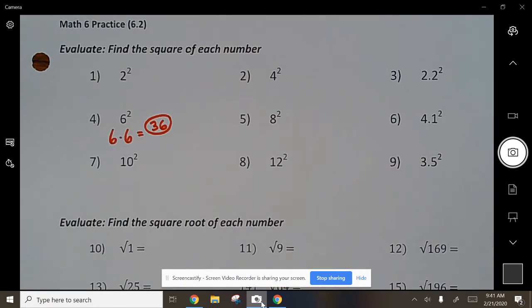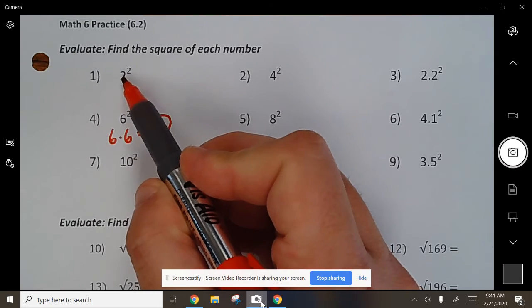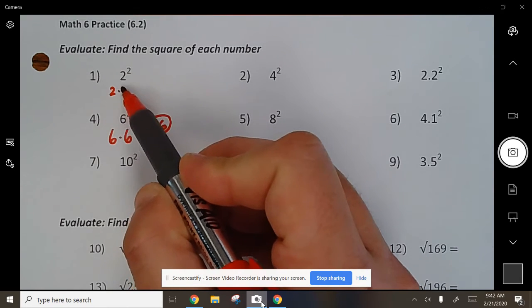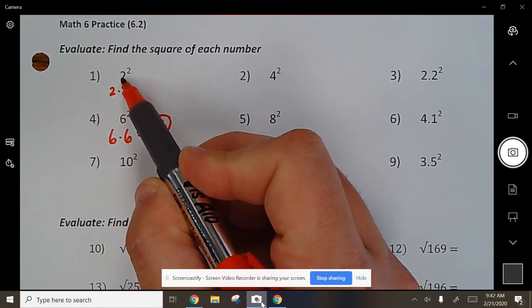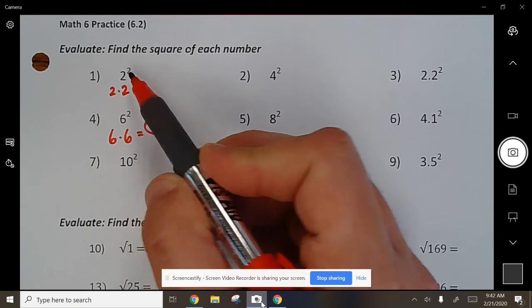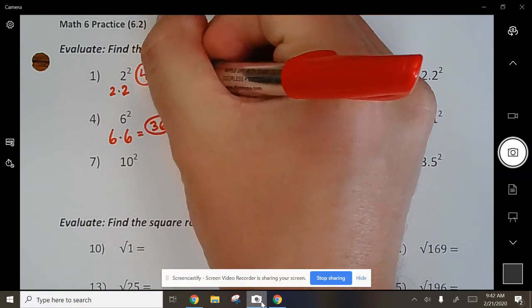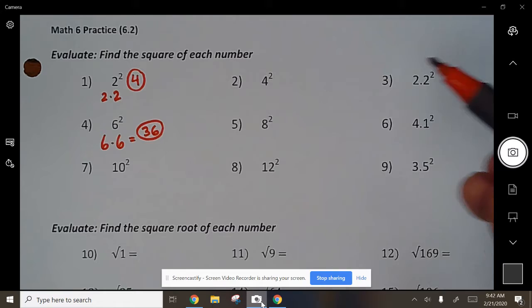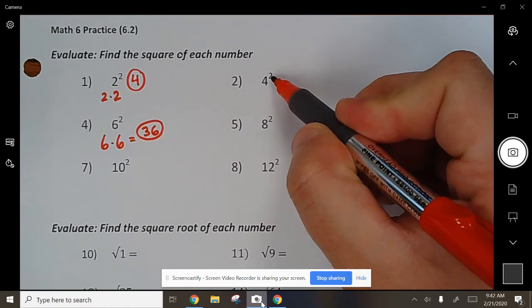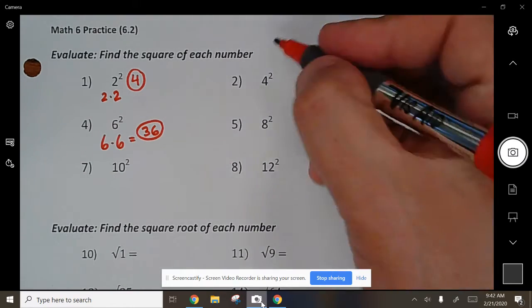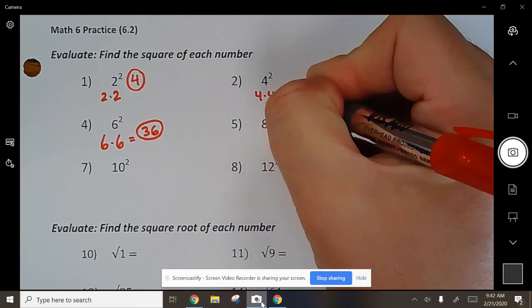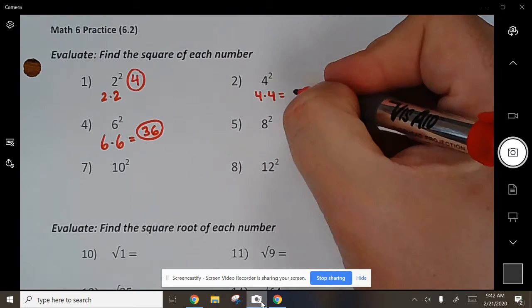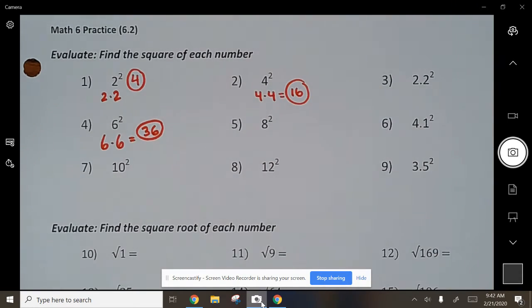Do you see how I don't like that? Because if I did 2 squared, you're just thinking it's 2 times 2, which it is. But that 2 is this big 2 written out twice, not multiplying it by the little one. So this is 4. So the big common mistake would be, oh, it's 4 times 2, and it's 8. That's wrong. It's not 4 times 2. It's 4 times 4. It's 4 times itself, okay? And that would be 16.